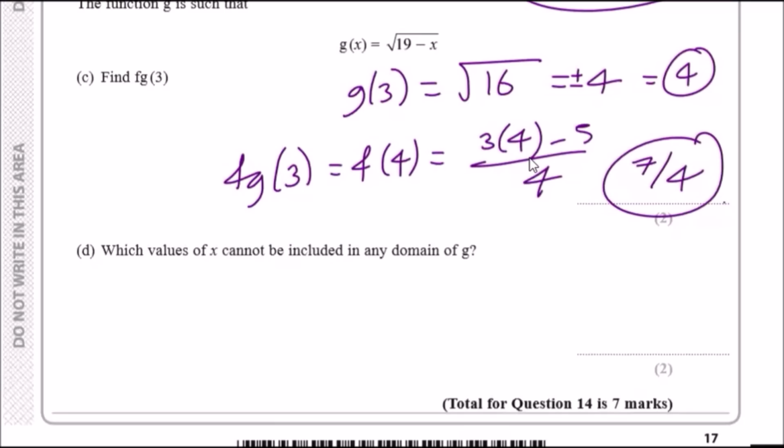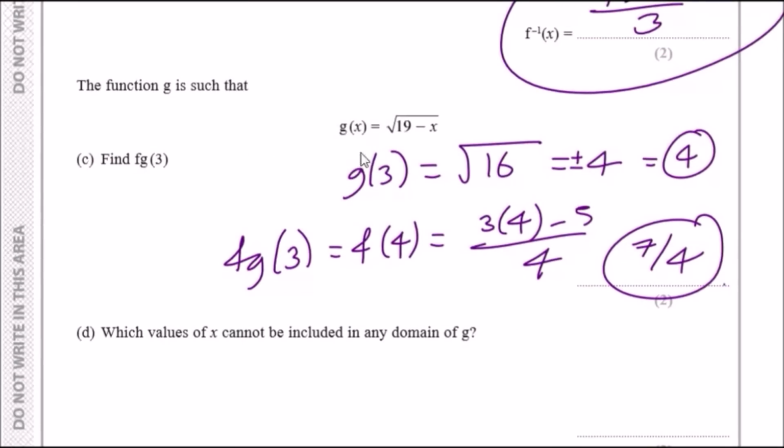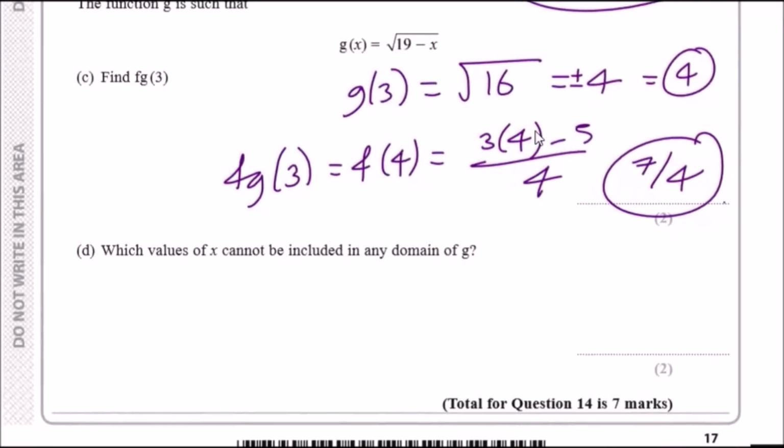Okay, not bad. Now, here's the final bit. So this is just your understanding. Which values of x cannot be included in any domain of g? So this is talking about when you look at this function, what values of x can we not use? Well, we're dealing with a square root function. And we should know that in the square root, you cannot have negative values inside. So essentially, looking at this, 19 minus x cannot be less than 0, yeah? So it cannot be less than 0, okay?